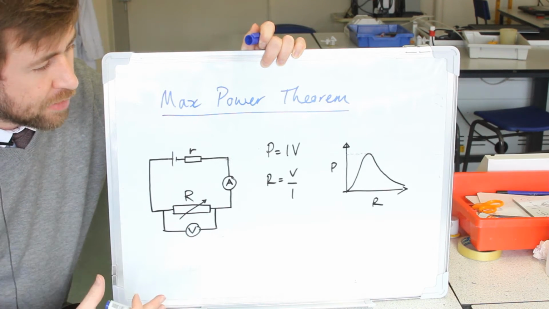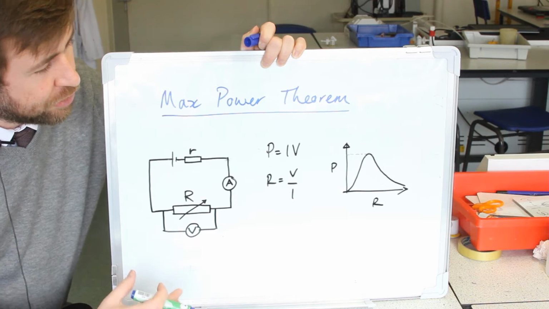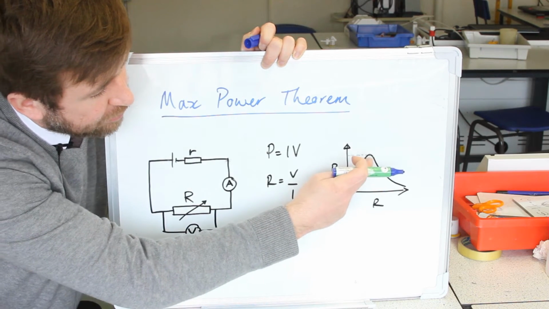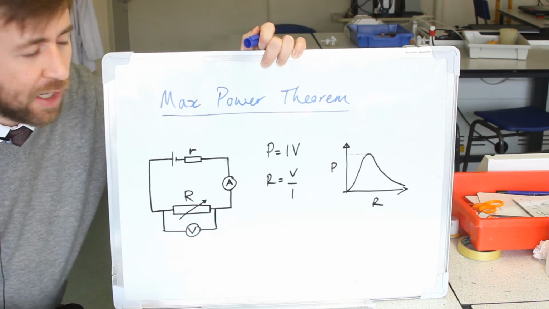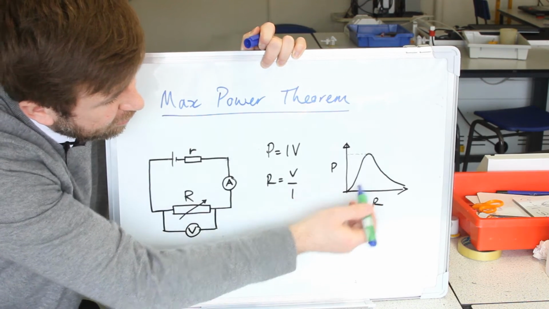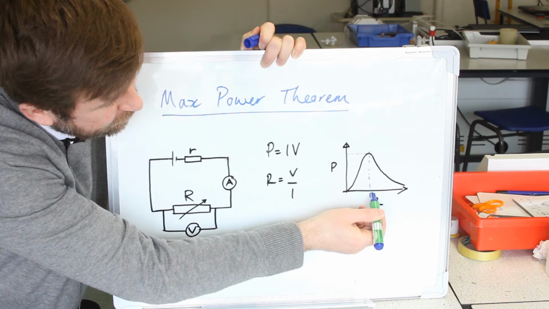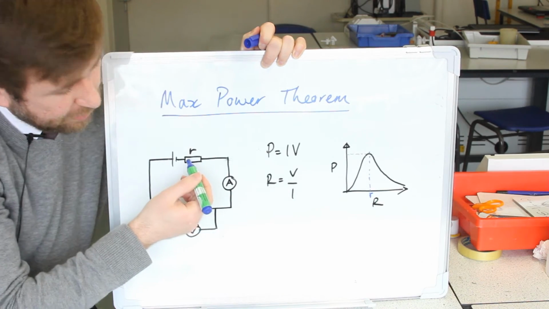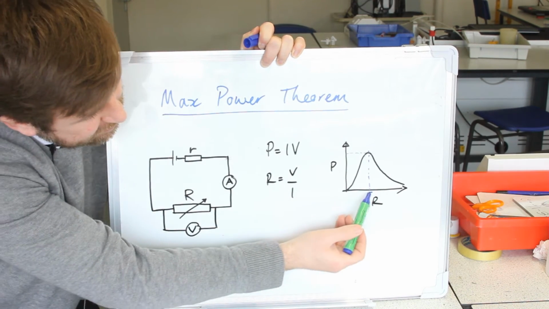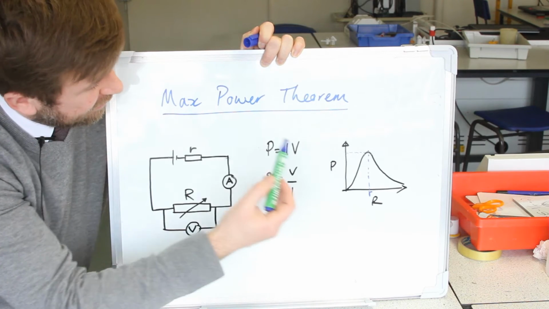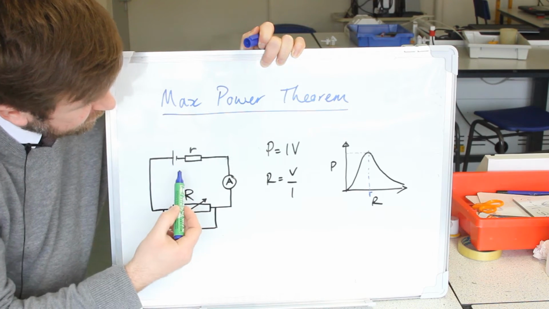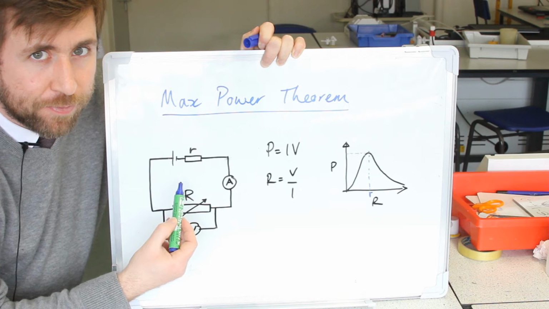Now, I'm going to go into calculus now, and I'm going to show you how we can show that that must be a point at which R, the load resistance, is equal to little r. So whatever the resistance here on the graph is the internal resistance of our power supply.